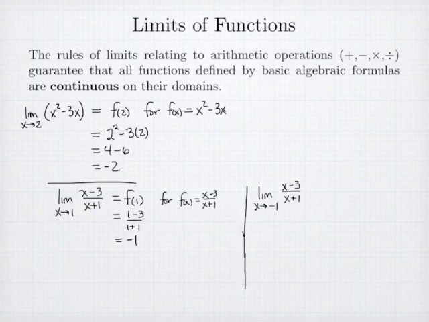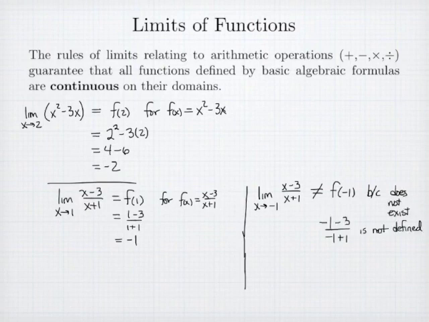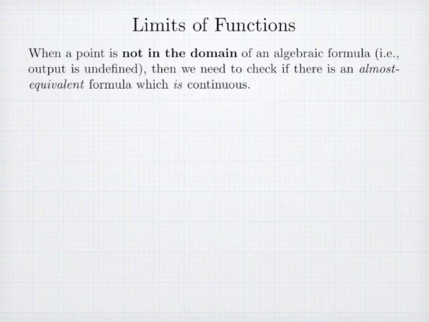On the other hand, if I use the same function, but I approach x equals negative 1, if I think about what happens when I plug that in, I cannot use the value of the function at negative 1 because my function does not exist. That fraction involves division by 0. It's not defined. When a limit is looking at the value of a function where the function is not defined, we need to use our algebra to decide if there's another function that is continuous that we can find a limit of.